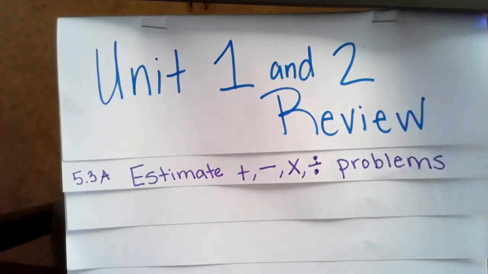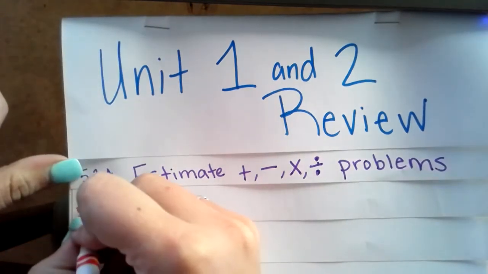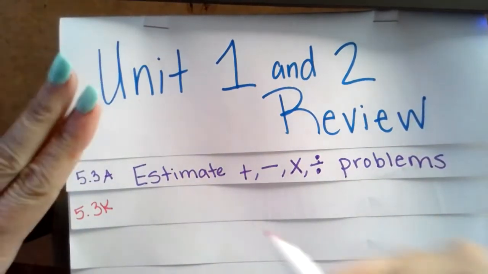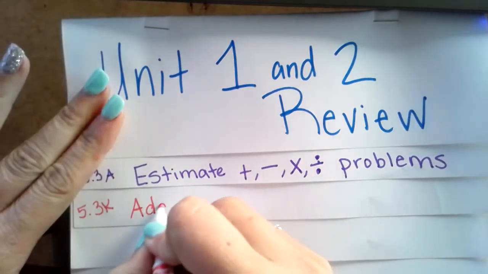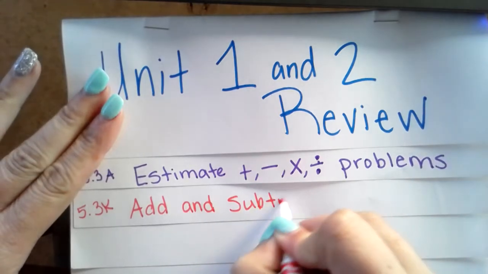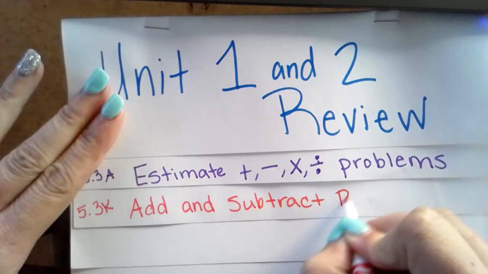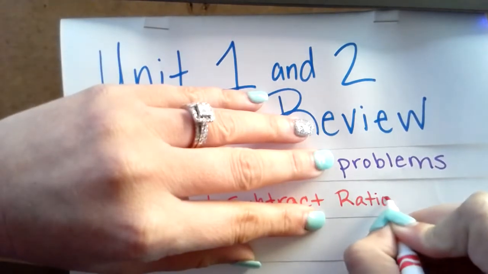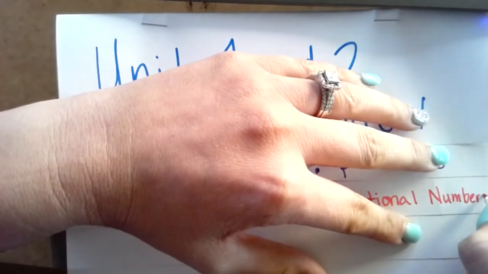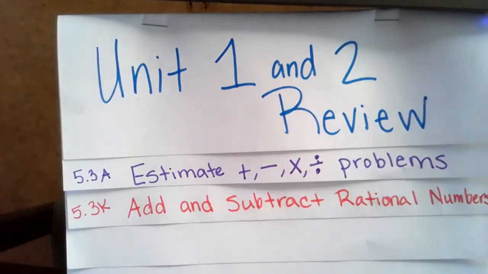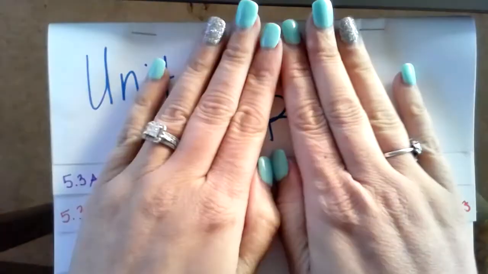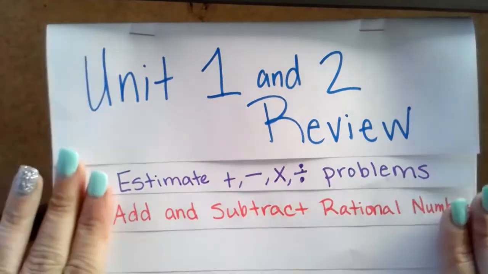Go down one more tab, and today I want you to write 5.3k. And what that is, is to add and subtract rational numbers. So add and subtract rational numbers. So those will be the 2 that we're doing today. Okay, and we'll continue with this all week. So make sure that you're just sliding it into your math log and we're not gluing it in.